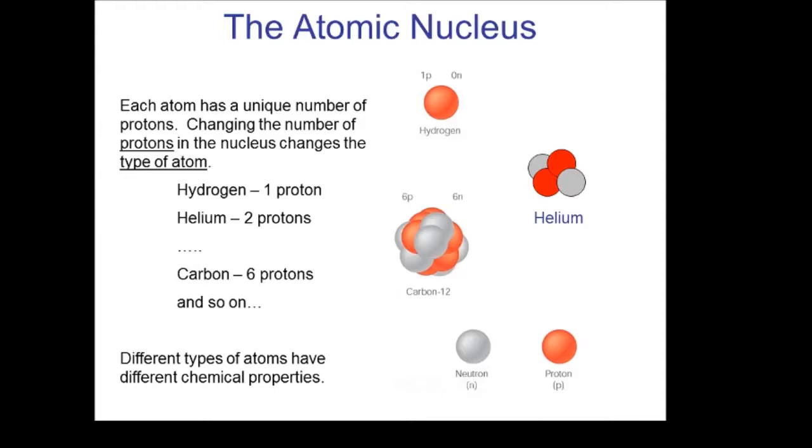Protons are positively charged. They attract the electrons. That gives structure to the atom. Neutrons, however, are neutral. They do not have an electrical charge. They're part of the atom. They help keep it together. But if you change the number of protons, you totally change the atom. If you add or subtract protons, you get a totally different atom.